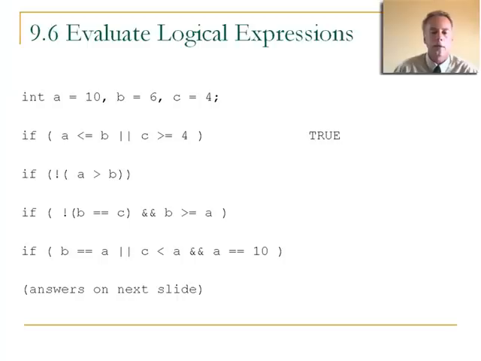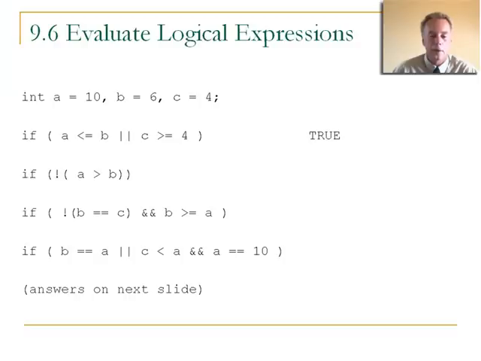Okay, let's look at some logical expressions that you're going to be asked to evaluate now. We have 3 variables, a, b, and c, and we put values in them: 10, 6, and 4. Now suppose we had these if statements. If a is less than or equal to b, or c is greater than or equal to 4. Is that true or false? Well, I've got the answer on that one. A has 10, b has 6. 10 is less than or equal to 6. That part's false. So we go over to the right-hand side.